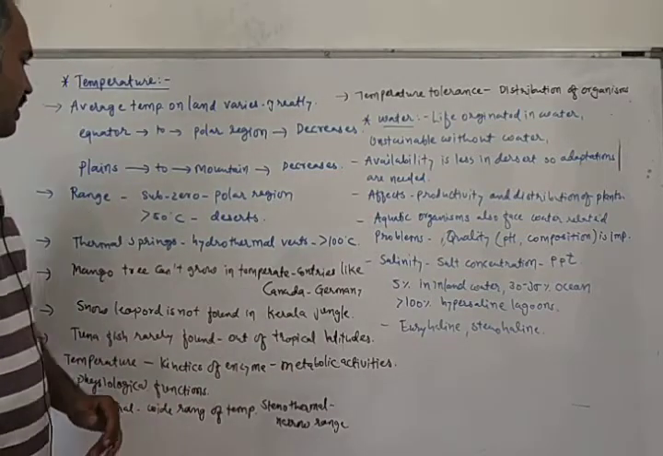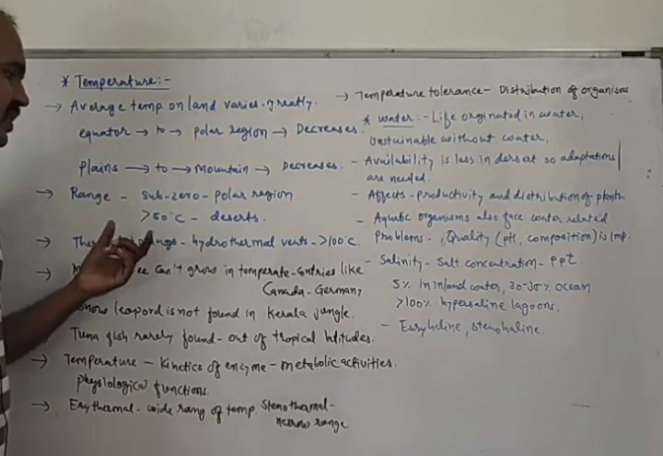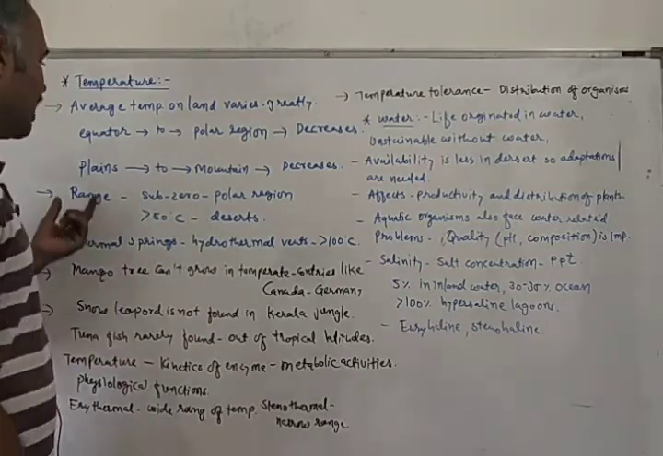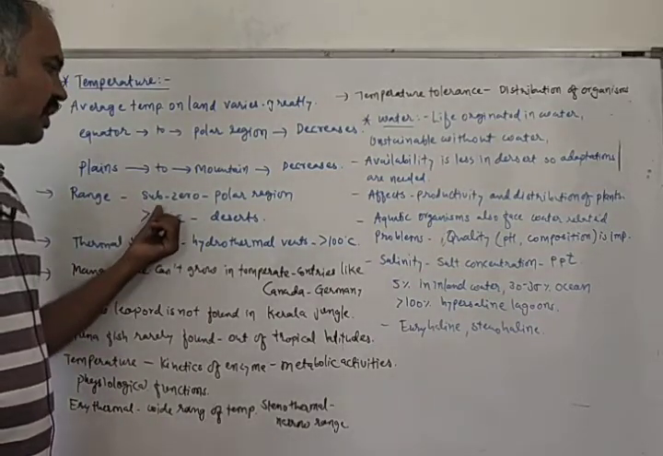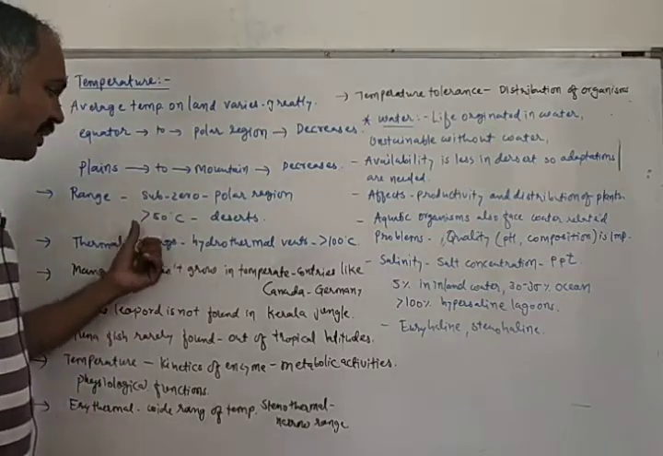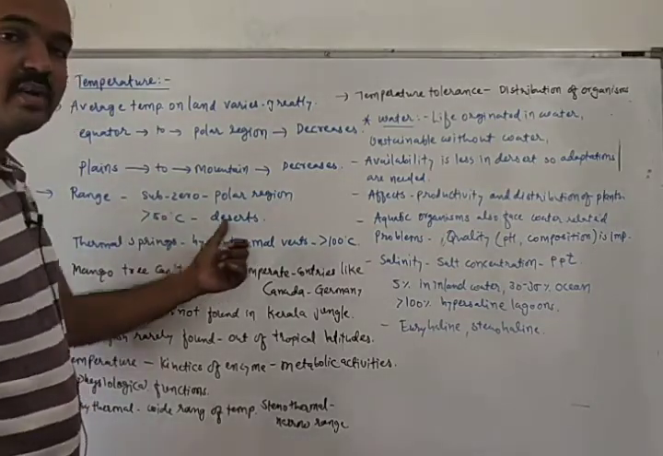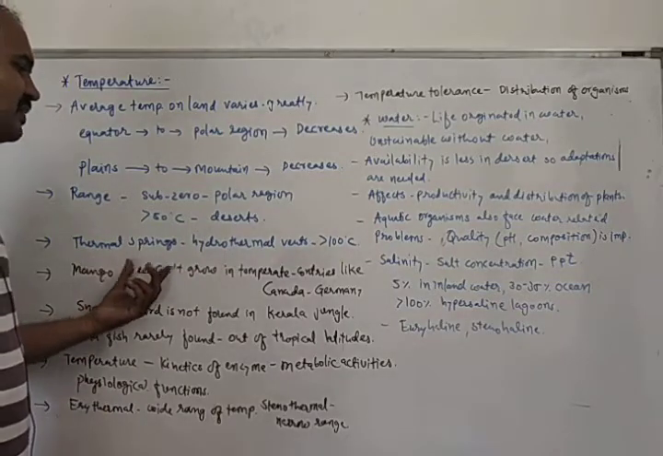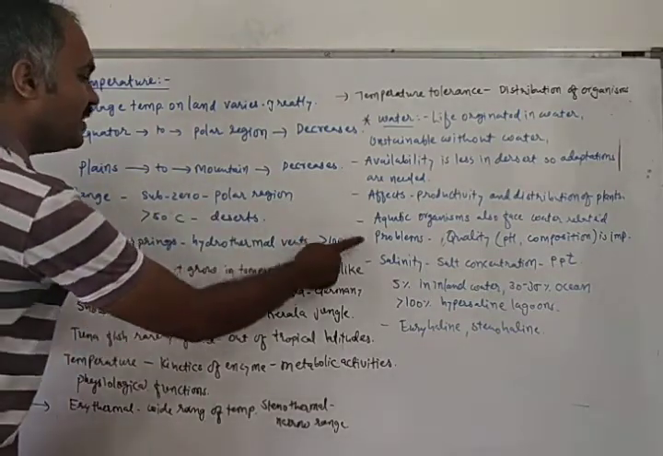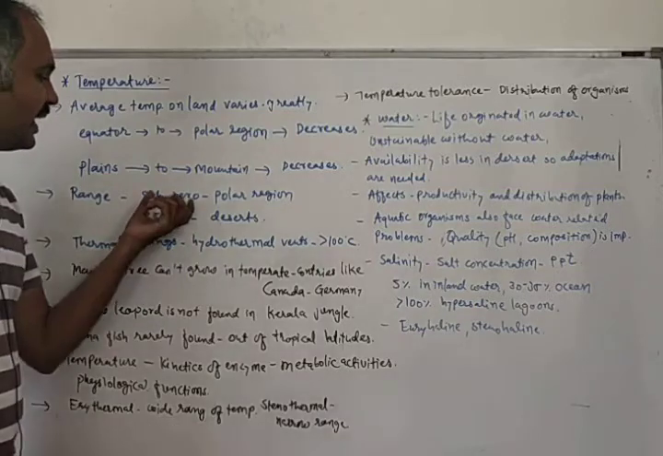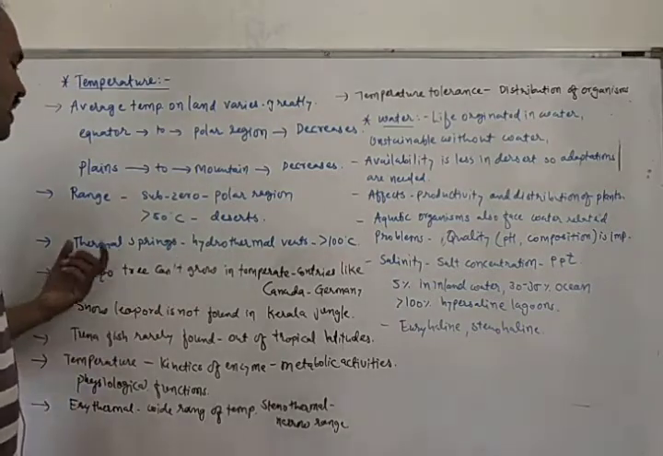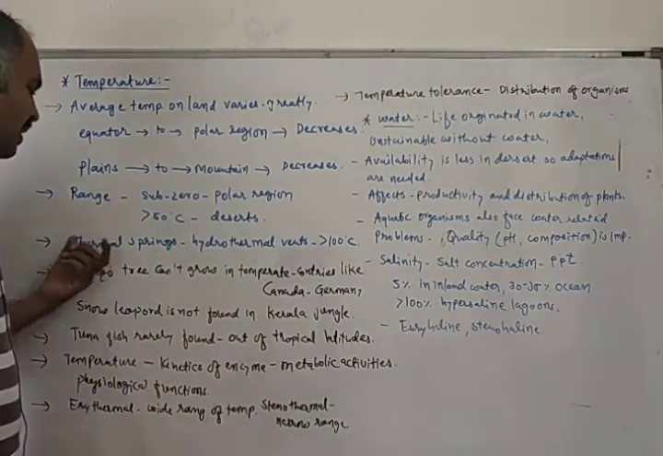It is not the same. The temperature range is sub-zero degrees Celsius in the polar region, and sometimes more than 50 degrees Celsius in the desert. And in thermal springs as well as in hydrothermal vents, it can reach up to 100 degrees Celsius. So these are the different ranges of temperature.